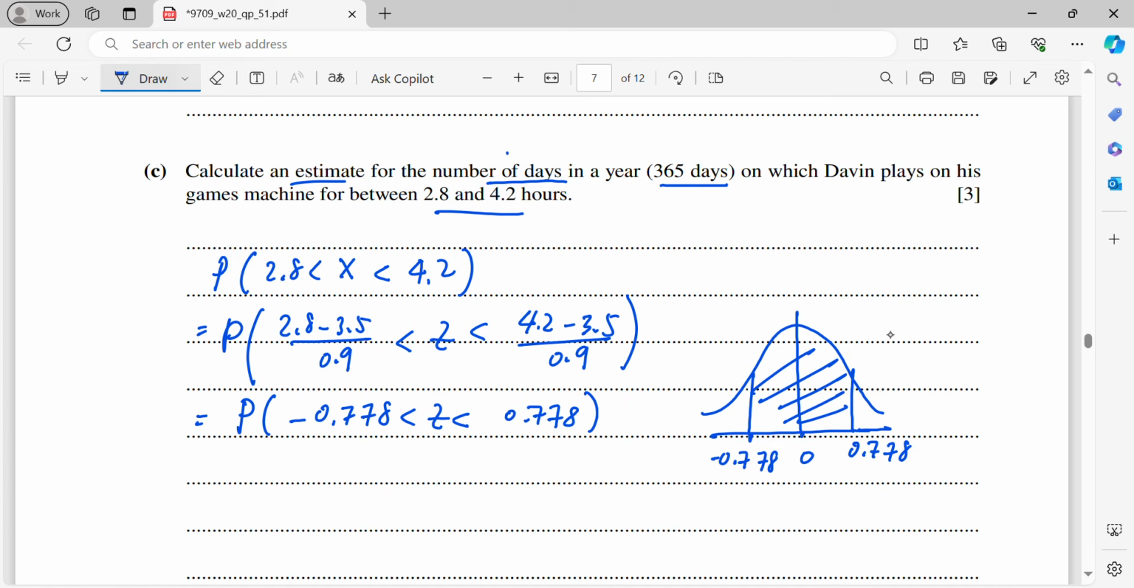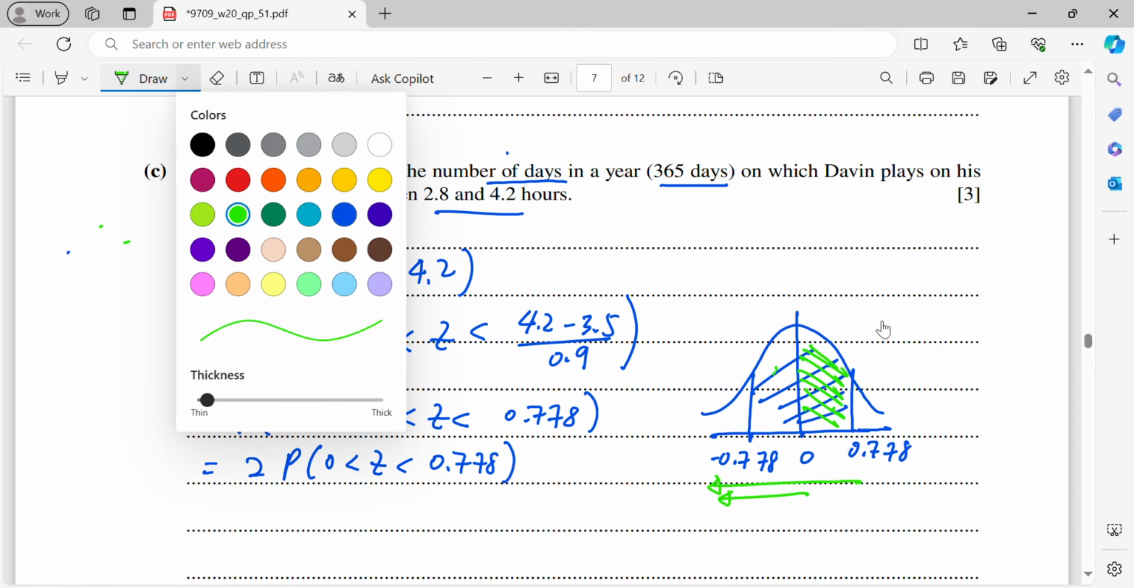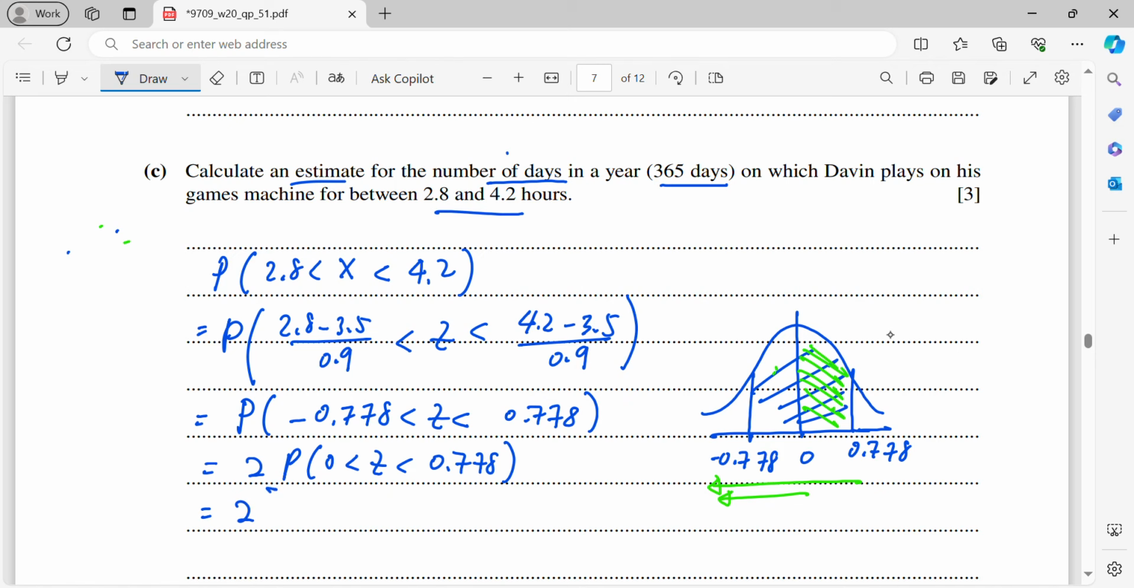Which means I can just flip this negative region to the positive side, and I will say that it's double of this green region. So therefore, this is double of the green region. To get the green region, since the table shows you the region towards the left side, I will say that is the region of P(z less than 0.778) minus P(z less than 0). That will be my bounded region, the green region.